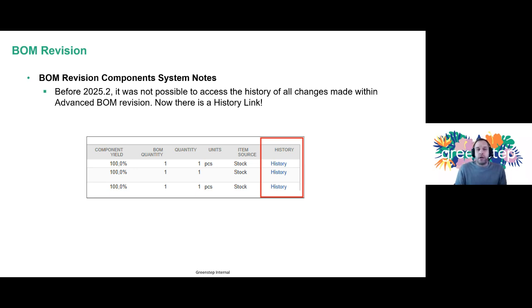Next few slides are about manufacturing, bill of material, and work orders. Let's start with the BOM revision. There's a new history link within the BOM revision components list, which works as system notes for it. Before this release, it was not possible to access the history of any changes made within the BOM revision. People have been waiting for this one quite a long time.